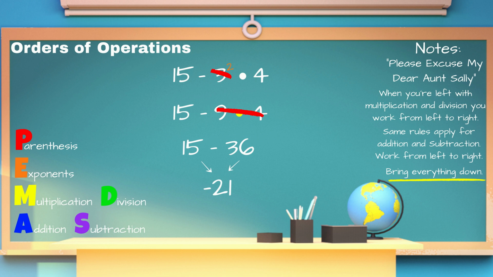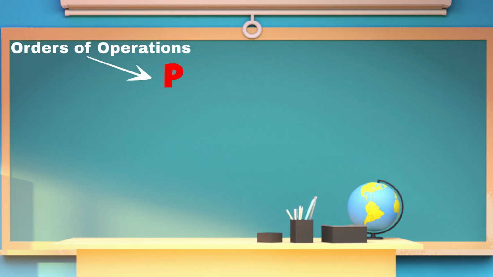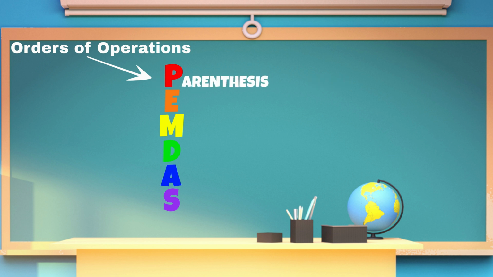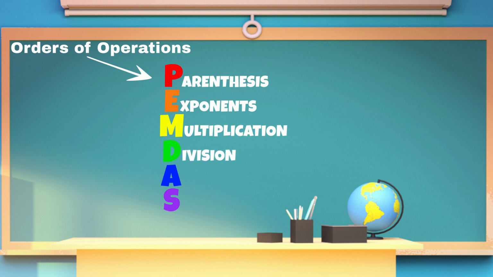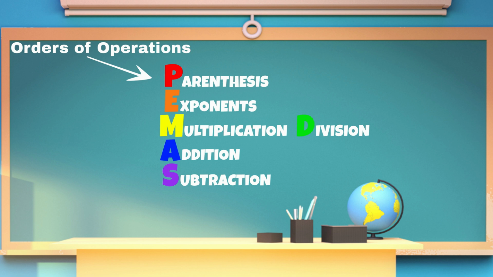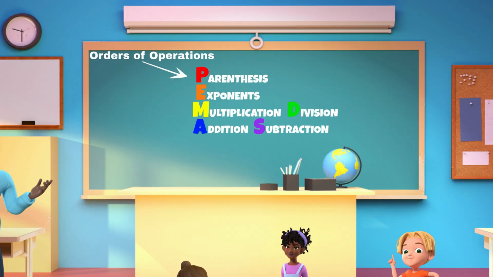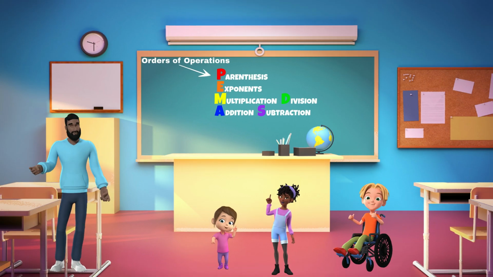Awesome job. So a quick recap would be, when you have orders of operations, use PEMDAS. P for parentheses, E for exponents, M for multiplication, D for division, A for addition, and S for subtraction. And don't forget, when you have multiplication and division, you work from left to right. Same rules apply for addition and subtraction. You work from left to right.